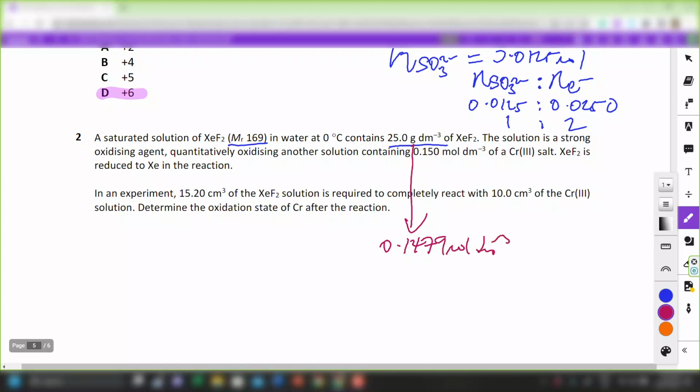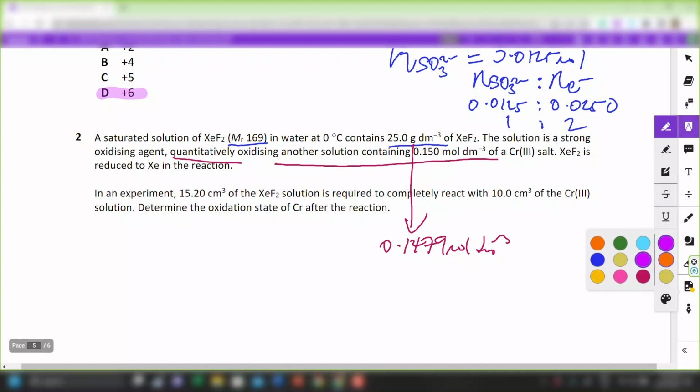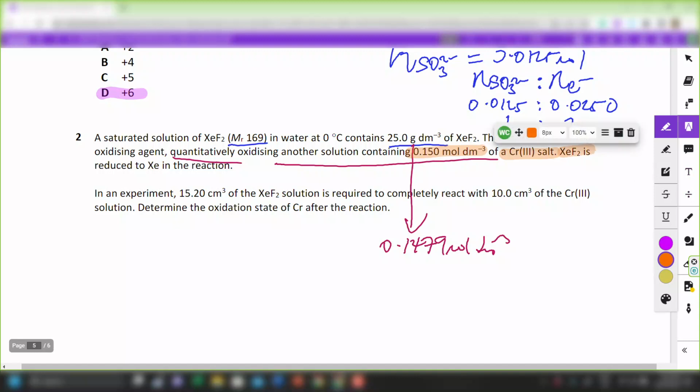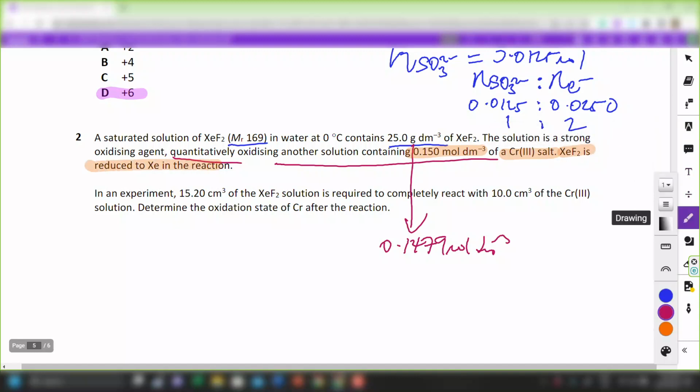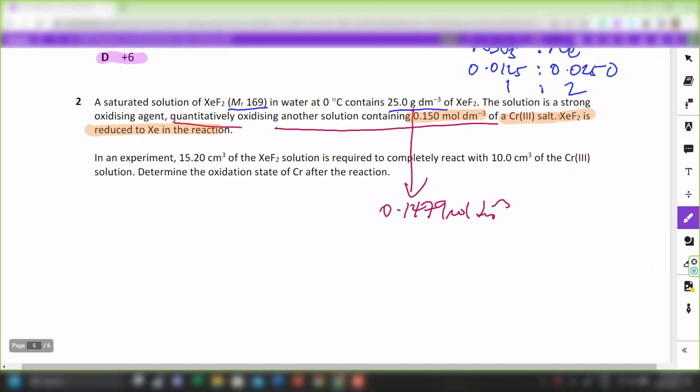Okay, and then the solution is a strong oxidizing agent. It will quantitatively oxidize another solution containing a certain concentration of chromium-3, so that's 0.150 moles per dm³. And then you were told that xenon difluoride is reduced to xenon in the course of the reaction. Okay, then in the experiment, they used 15.20 cm³ of xenon difluoride.